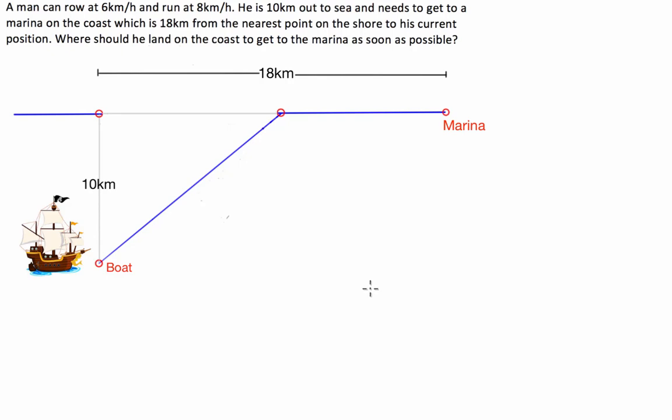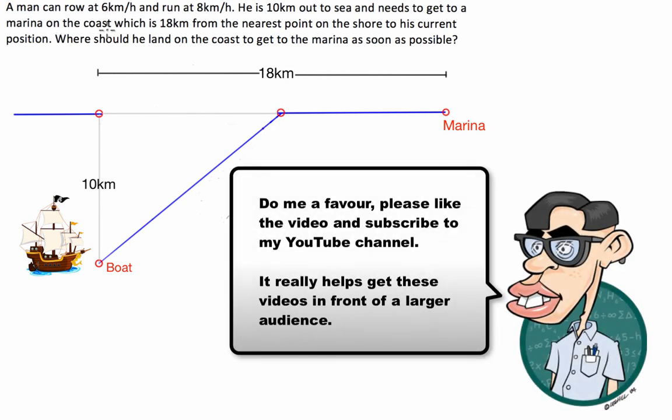G'day guys, we've got an applications of differentiation problem for you here today. More specifically, it's to do with optimization. We've got a man that can row 6 kilometers an hour and run at 8 kilometers an hour. He has 10 k's out to sea and needs to get to a marina on the coast, which is 18 kilometers from the nearest point on the shore to his current position. Where should he land on the coast to get to the marina as soon as possible?